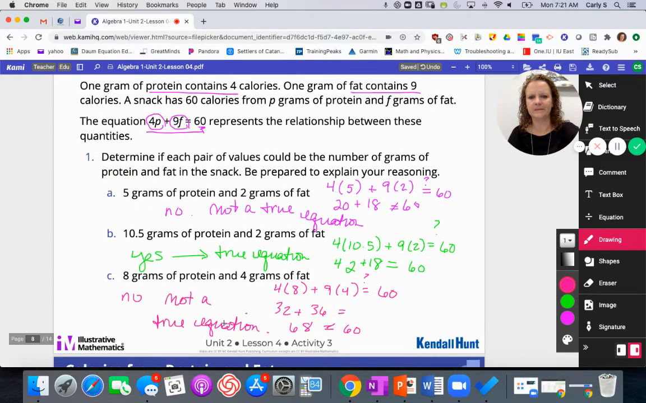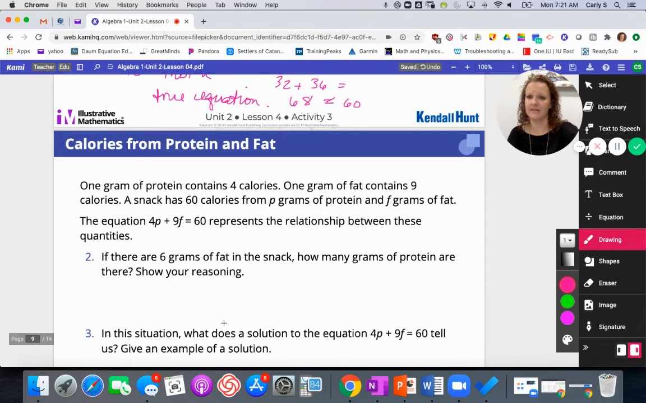Cool. All right, let's talk about this. If there are 6 grams of fat in the snack, how many grams of protein are there? Show your reasoning. Now we get to work through some variables. So we have 6 grams of fat. I want to keep this equation balanced. So how many grams of protein are going to keep it equal to 60?